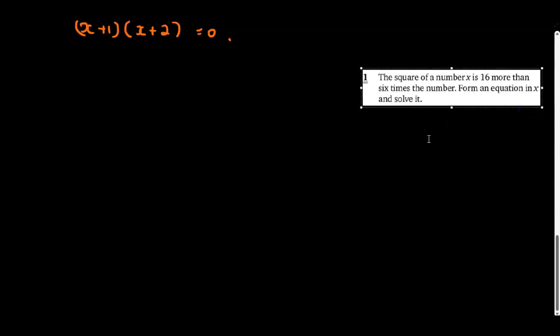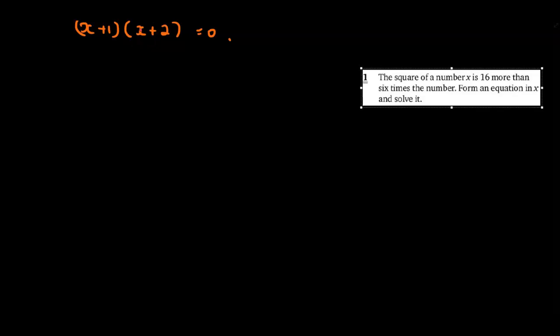So let's look at it. The square of a number x is 16 more than 6 times the number. Form an equation in x and solve it. Okay, so the square of a number x is 16 more than 6 times the number.